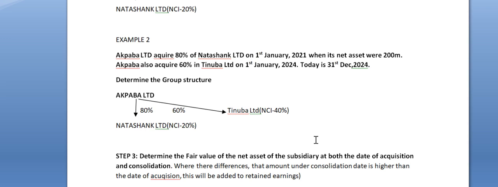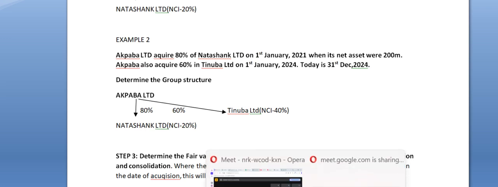You can see it here. We're told that Akpaba first acquired Natasha in 2021. And that's why you have that arrow drawn down, 80% to Natasha. And then another arrow from Akpaba to Tinuba, 60%. And then inside that we write NCI, 40%. In other words, these are two subsidiaries under Akpaba, but we're able to establish their controls as it were.